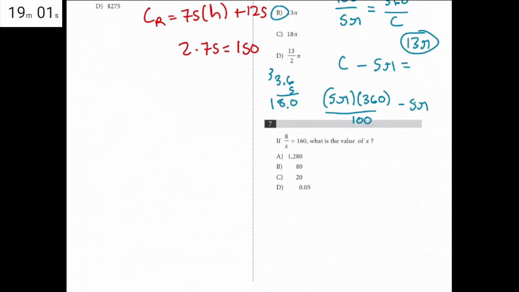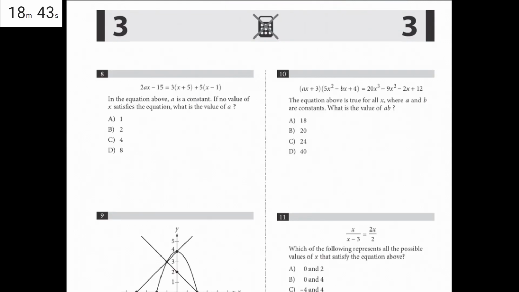If 8 over x is equal to 160, what is the value of x? Right as I say that, we get this super easy one, which is equal to x. Okay? So that is going to be something really small. So that's going to be D, which is the only small one. All right, number 8.